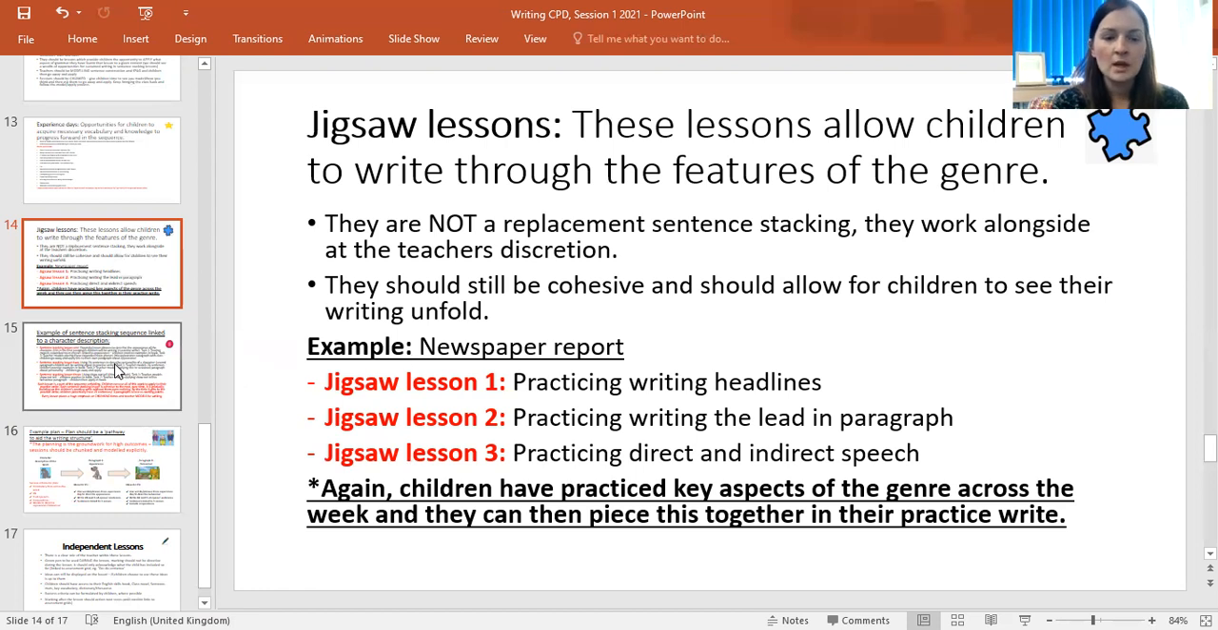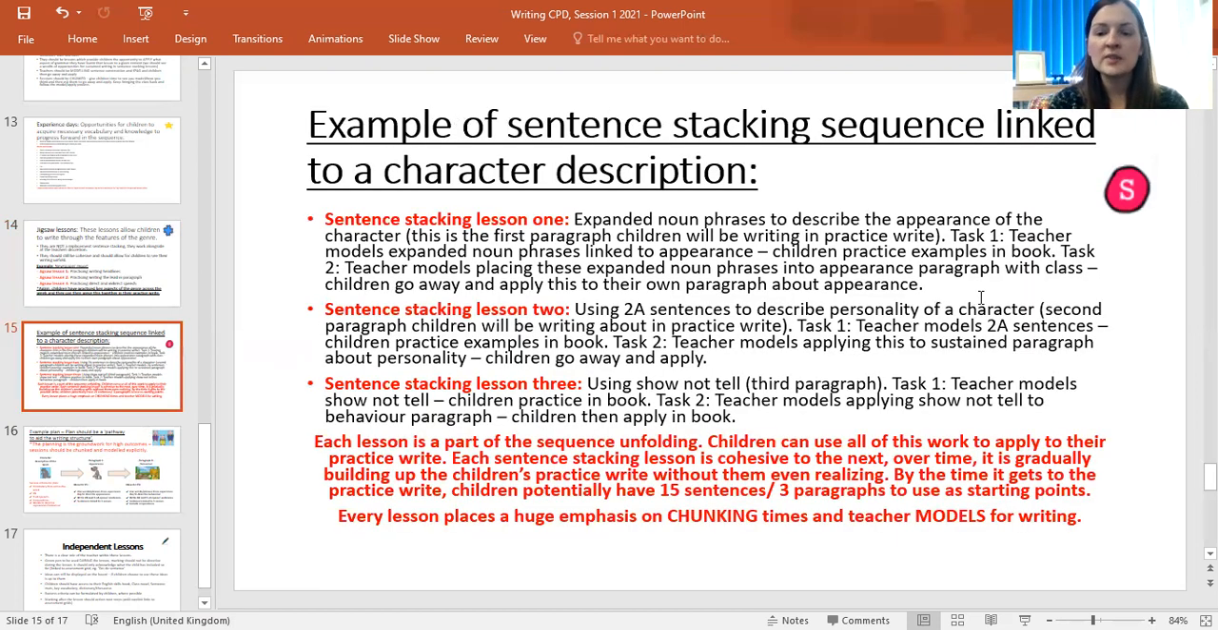Okay, next lesson. So an example of a sentence stacking lesson in a sequence. I've already kind of touched upon this anyway, but I've just put what that might look like in a sequence. Again, there might be experience days dropped in between these, but I've just given you an overview and an idea of what it might look like. And again, this one's linked to a character description. So each lesson is a part of the sequence unfolding.